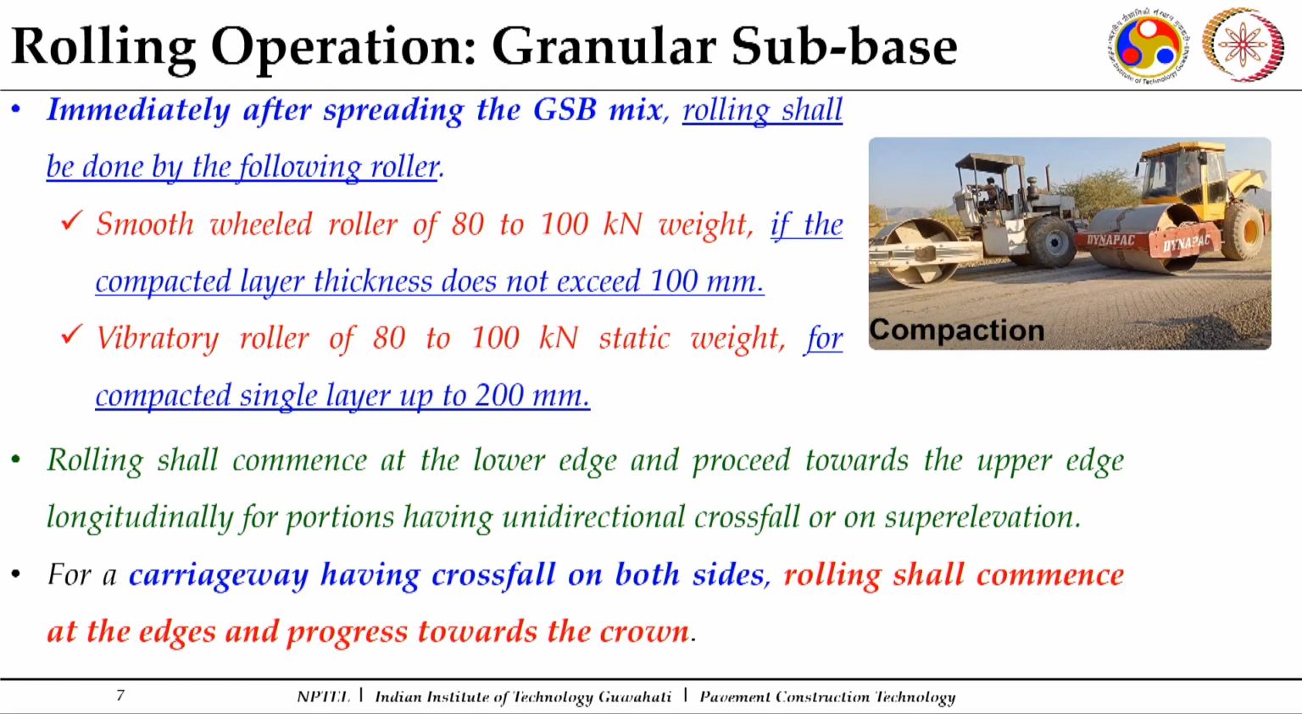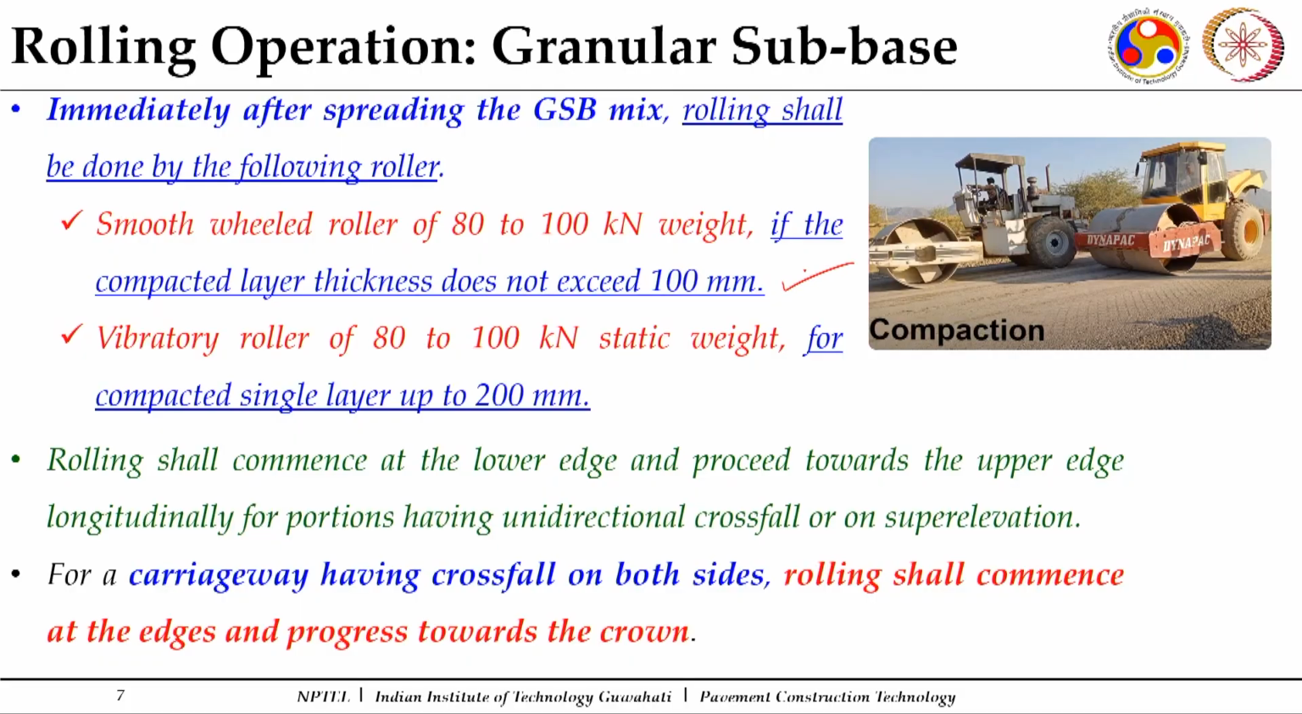over it. Now, once the material has been spread to the required cross slope using a motor grader, we have to start the rolling process, and it has to start immediately, because otherwise there will be loss of moisture content, which will make compaction difficult and may lead to inadequate density also.